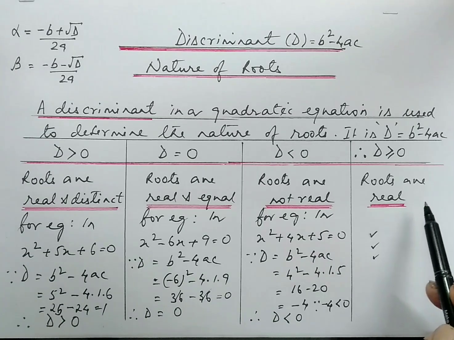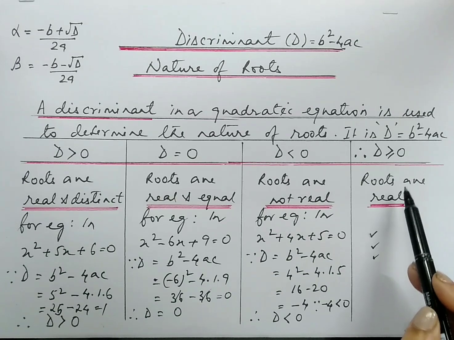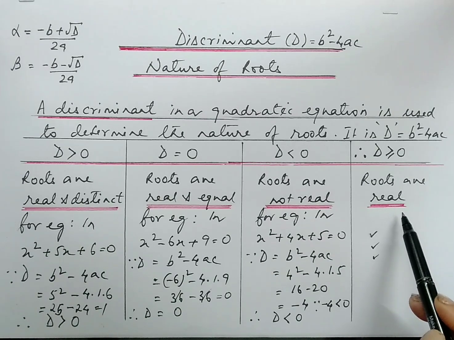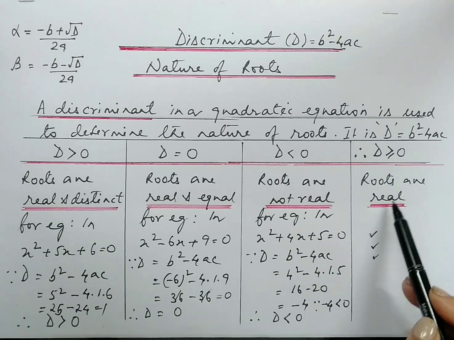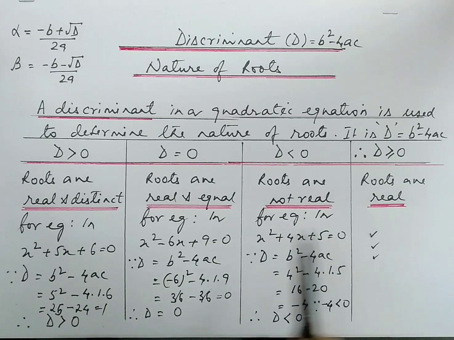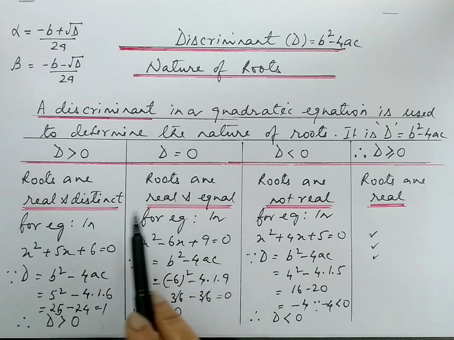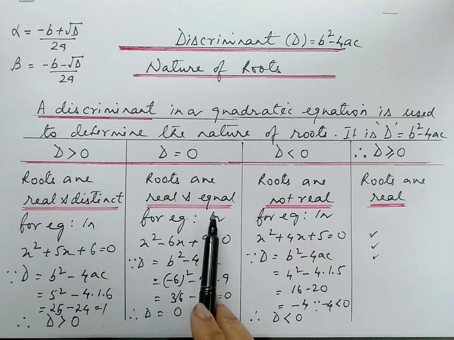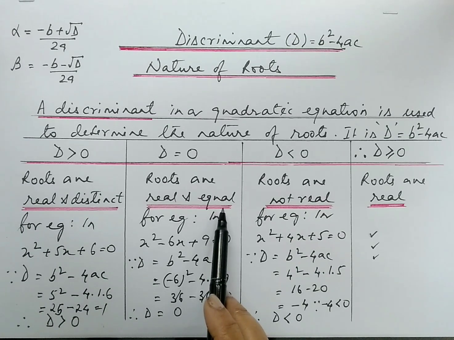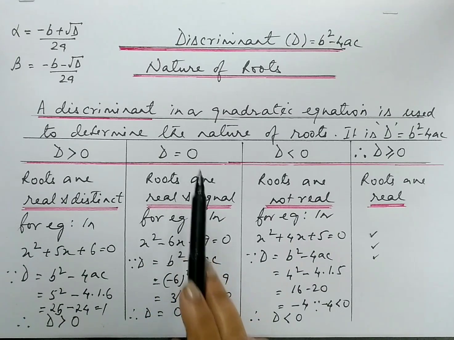Now, having said that, there will be several categories of roots. In common, they will be real, but they can also be distinct. They can also be equal. So either this kind or this kind, you have to see all over again whether the discriminant is equal to 0 or not.